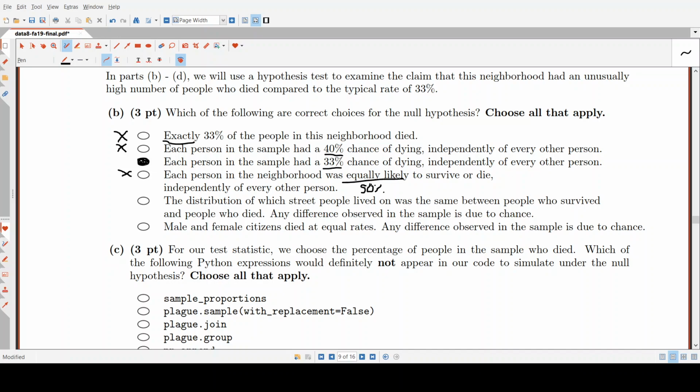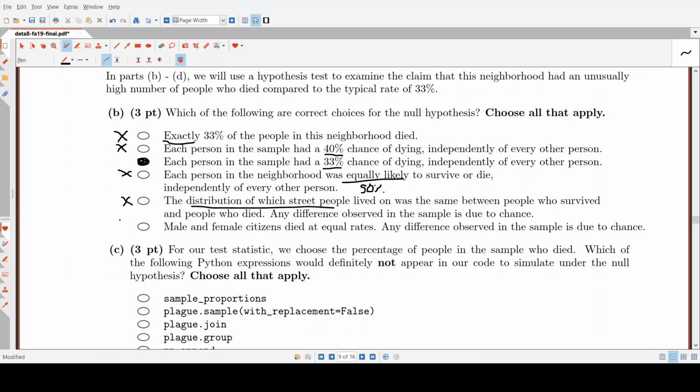Okay. Fifth one. The distribution on which street people lived on is the same as between people who survived and people who died. Any difference is due to chance. So this one looks very plausible because it tells us that it's comparing the distribution of which streets people were on. However, this is not a correct null hypothesis because it does not give us a model to simulate under. So we need to know exactly how likely it is that someone will die under this null.